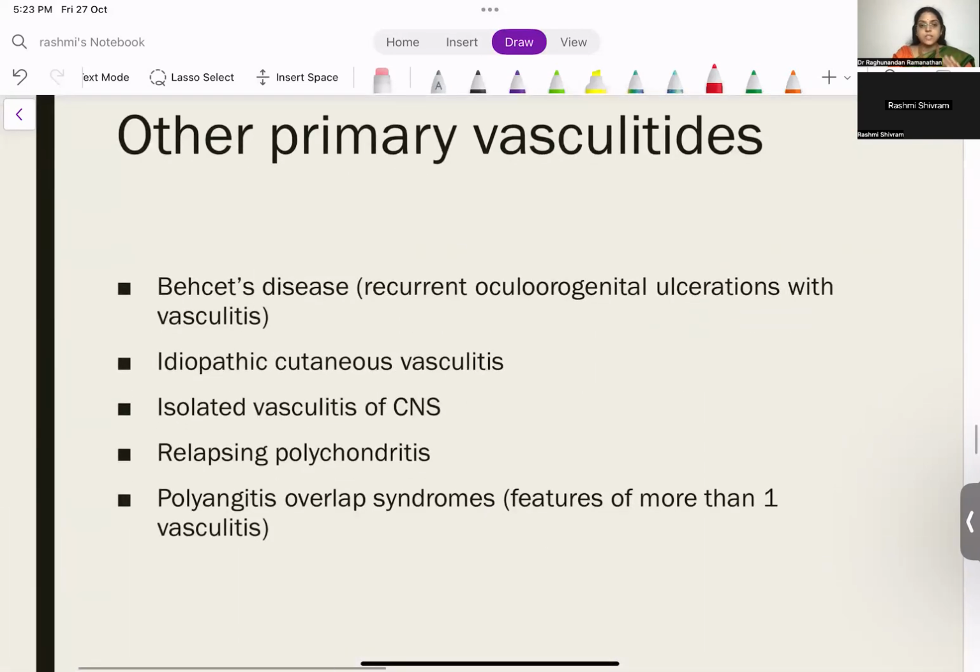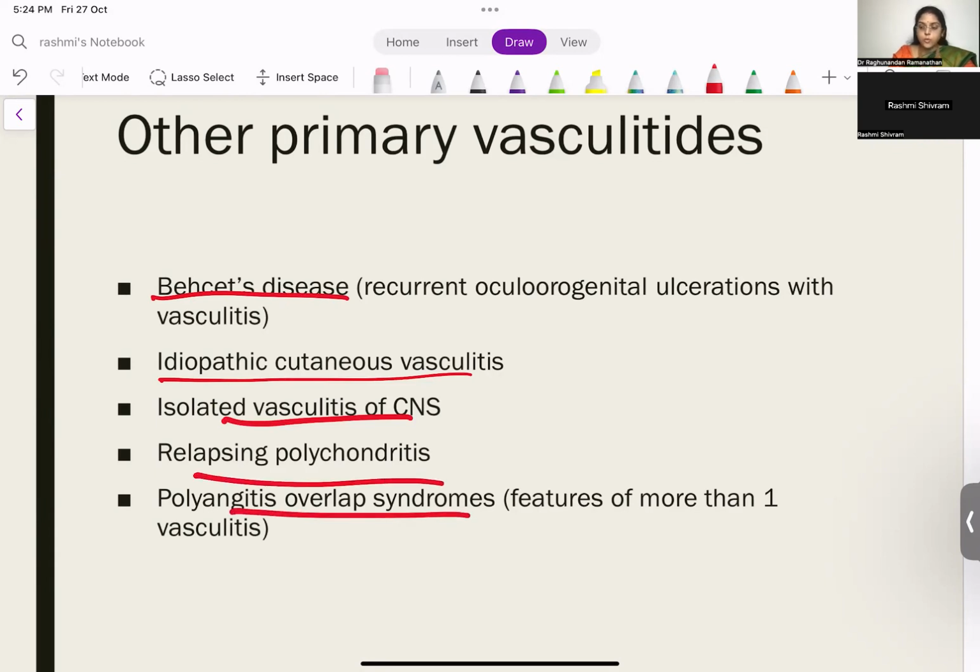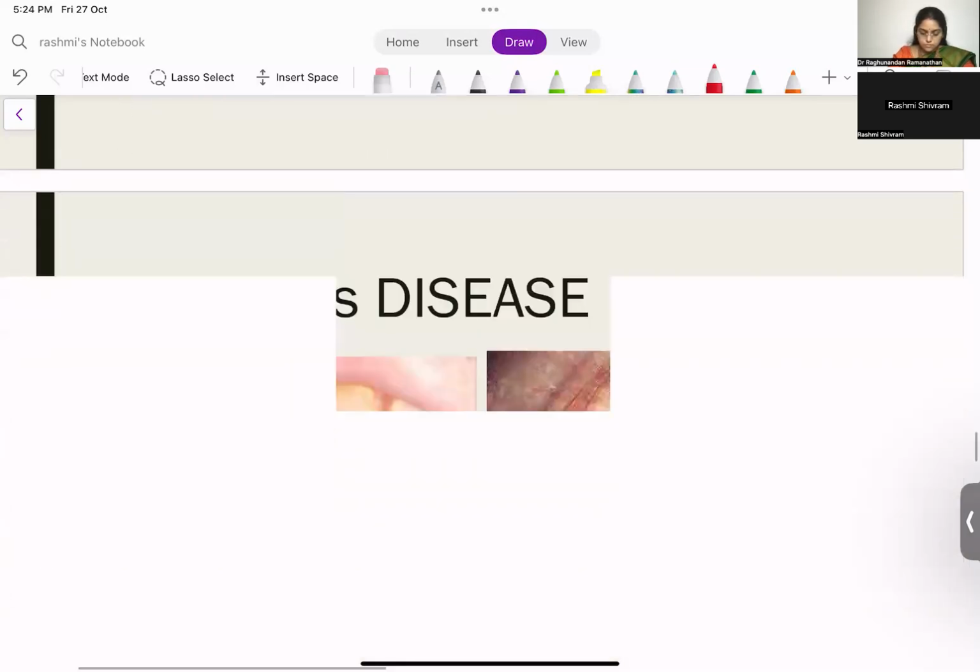Okay, so there are some other primary vasculitis which I told you which have a variable presentation, or they can be a single vessel involvement. Among that, you have Behçet's disease. You have idiopathic cutaneous vasculitis, isolated vasculitis of the CNS. You have relapsing polychondritis, polyangiitis overlap syndromes. Right? Yes.